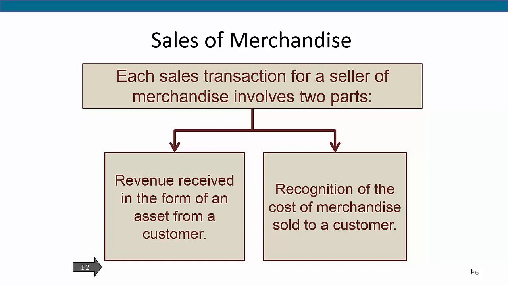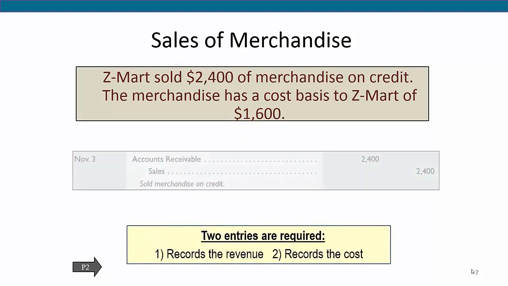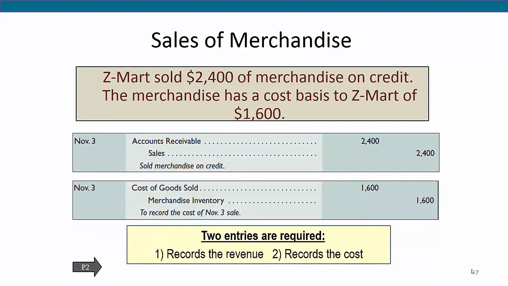This means that the sales transaction for merchandisers, whether it's on cash or whether it's by credit, requires two entries. One entry records the revenue, and one entry records the cost of the inventory sold. To illustrate then, Zmart sold $2,400 of merchandise on credit on November 3rd. The revenue part of this reflects an increase in Zmart's assets in the form of accounts receivable, and it also shows the increase in revenues. If the sale is for cash, the debit is to cash instead of accounts receivable.